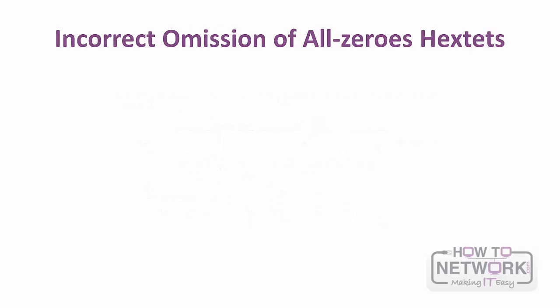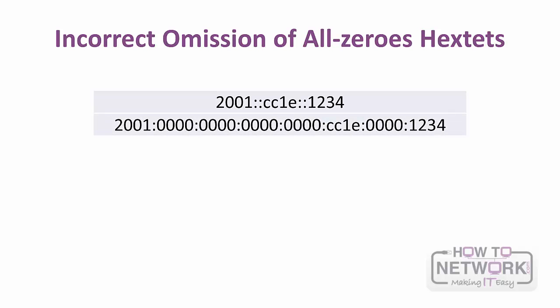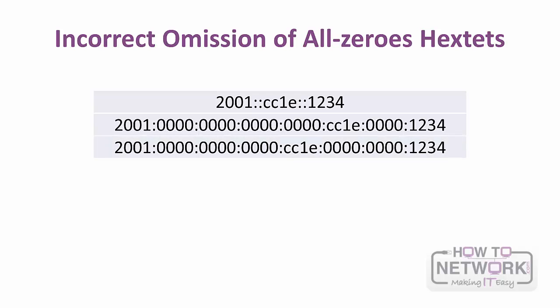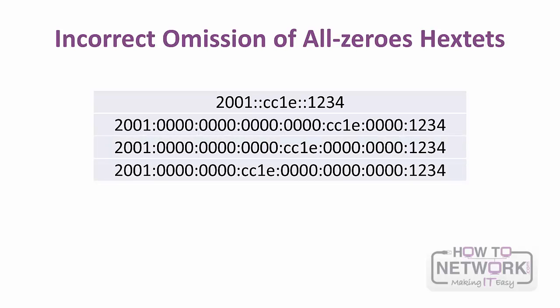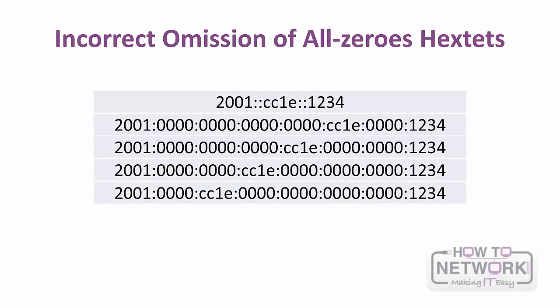As we already mentioned in the previous slide, only a single contiguous string of all zero segments can be represented with the double colon. Otherwise, the address would be ambiguous. Here is an example of an incorrect address using two double colons. There are 4 possible ambiguous choices. As you can see, if 2 double colons are used, there would be multiple possibilities, and you wouldn't know which address is the correct interpretation.